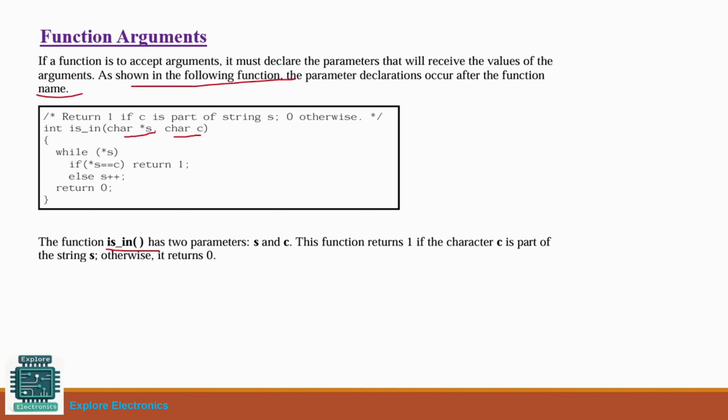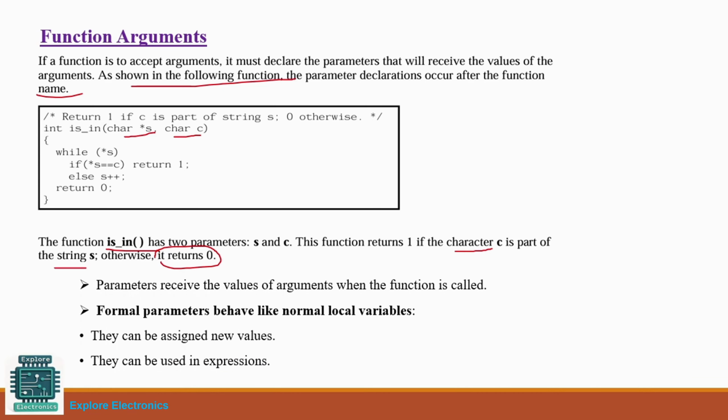Here this function returns 1 if the character c is a part of the string s, or else it returns the value 0. This is a simple program to show how function arguments are used. Here, the parameter receives the value of the argument when the function is called. Formal parameters behave like normal local variables. They can be assigned new values or they can be used in expressions.